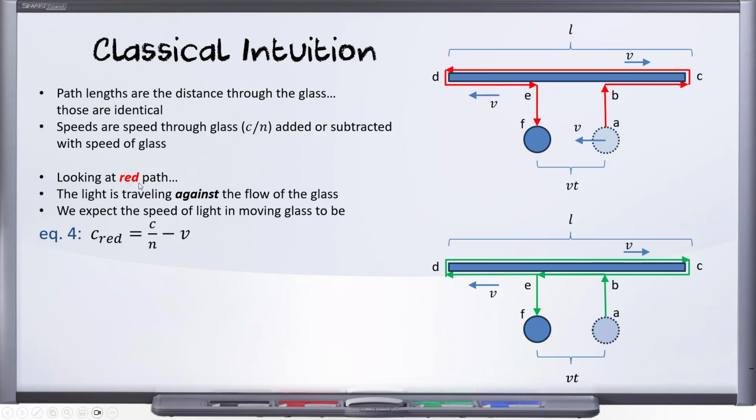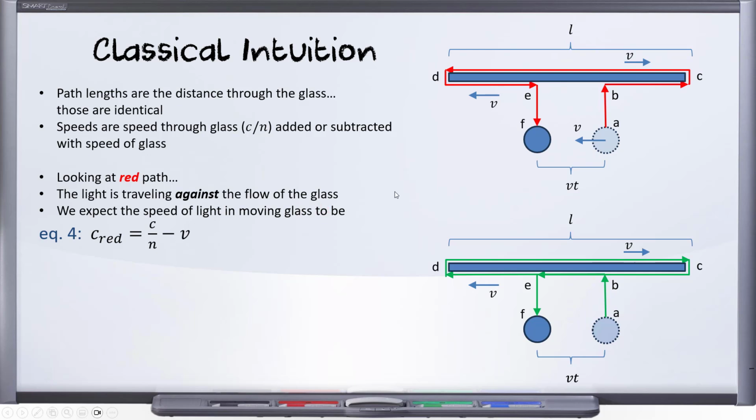So starting with the red path, the light comes out of here and then it goes in this direction around the racetrack. This little blue arrow here is indicating the motion of the fiber optic cable, and we can see that the light is traveling in the opposite direction from the fiber optic cable. So the light is traveling against the flow of the glass.